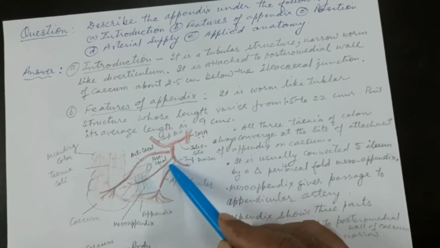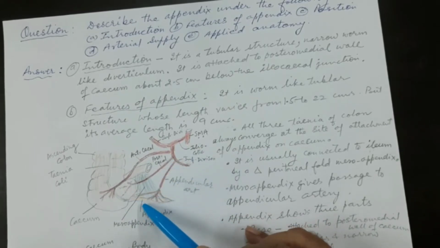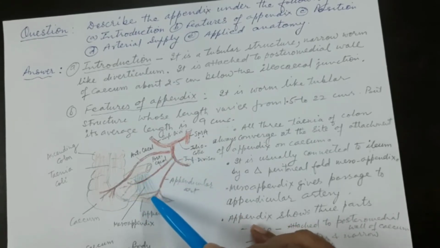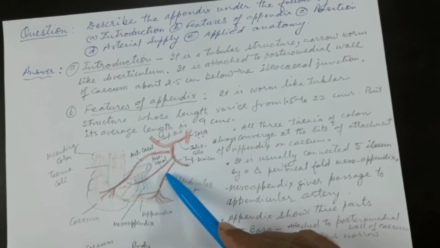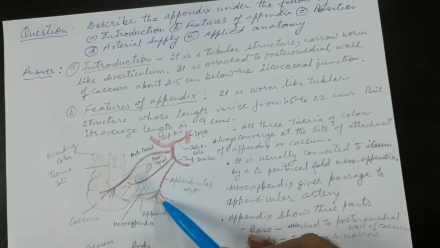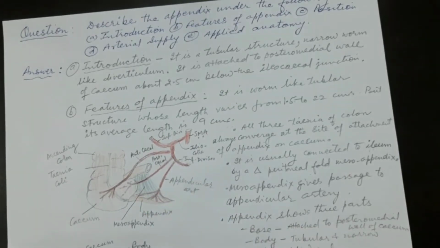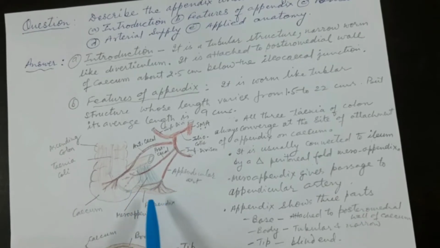Okay, and then an artery will be given which will go and supply the appendix, passing through this triangular fold of the peritoneum called the mesoappendix, through which the appendix is hanging, and attached to the ileum. These branches, the appendicular artery, will supply the appendix. Now this appendix, this is a narrow tubular structure here, which I am just pointing.